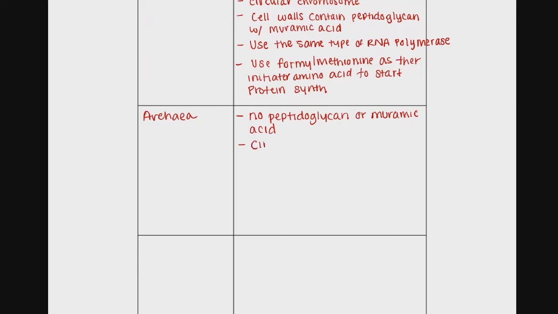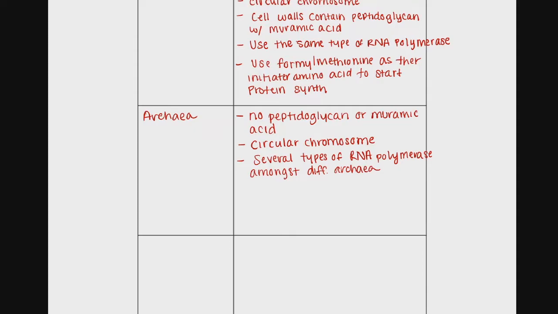Archaea have a circular chromosome. And they have several types of RNA polymerases found amongst the different archaea species. And then archaea also use methionine as the initiator amino acid instead of formylmethionine.